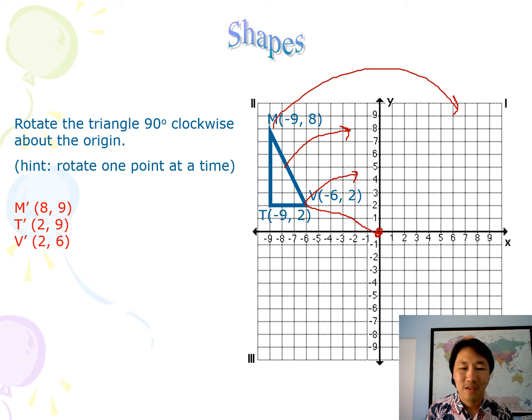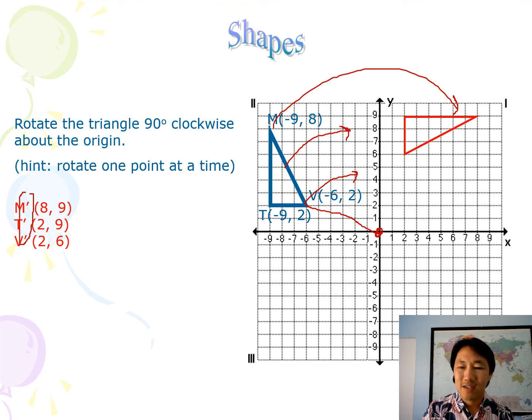Okay? And remember, these little tick marks mean prime. So M prime, T prime, and V prime. That's the new location. It's the image. And there's our new triangle. I know it looks smaller, but it's actually not. It's just I used a thinner red line. And so it looks smaller, but it actually is the same exact triangle, rotated.